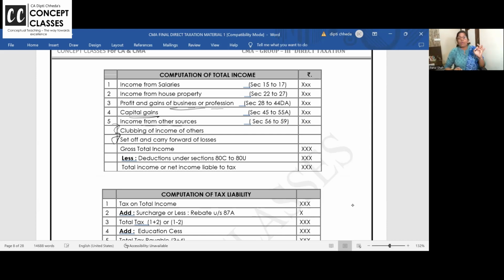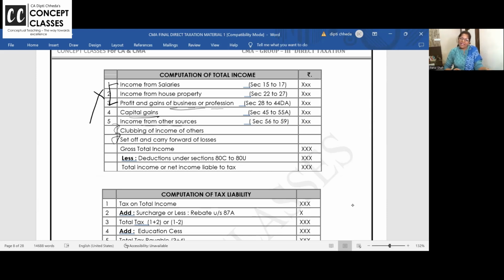Set off is like your board maths rules. How do you know maths? Minus minus is plus and plus minus is minus. That's how we learn. So set off has some rules, like which loss can be set off where. Like on day 1, I said, you should know that 1 and 3 are not friends. Who is 1? Salary. Who is 3? Business head. Business losses can never be set off against salary.